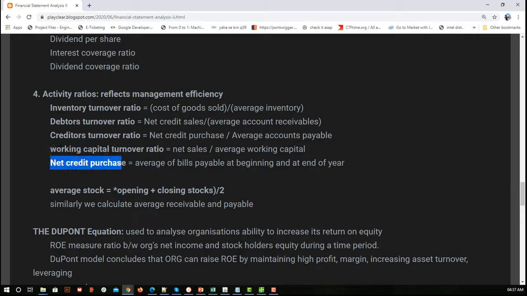Next I have net credit purchase. This is not a ratio, but based on this I can find the position of a company, and if I find the position of one company, similarly I can do it for the other and then compare these two values. When I compare the two values of two organizations, again I can say it's a ratio.